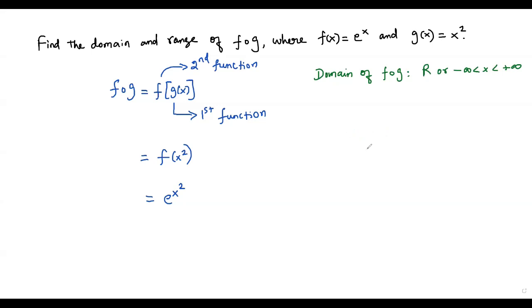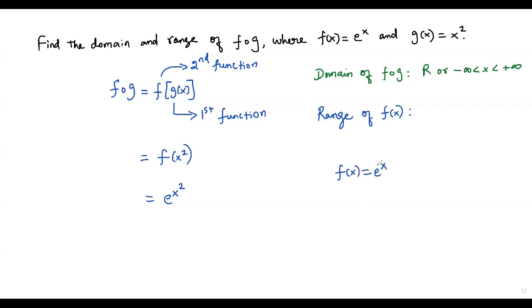Whenever I want to find the range of a composite function, first I have to write the range of the second function. In this case, it's f. Now let me write the range of the second function, that is f of x. So how do we find the range of the second function, that is f of x equals e to the x power?